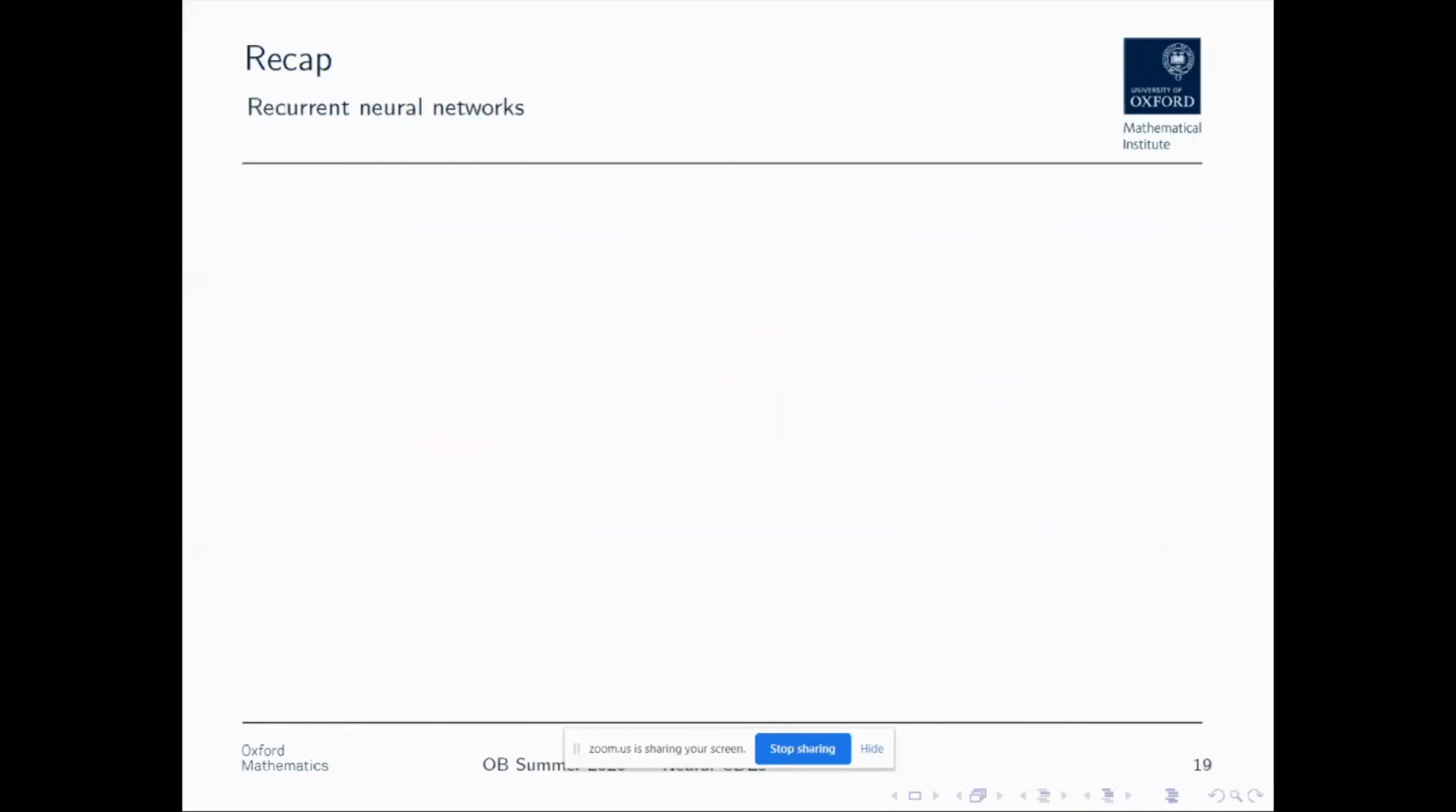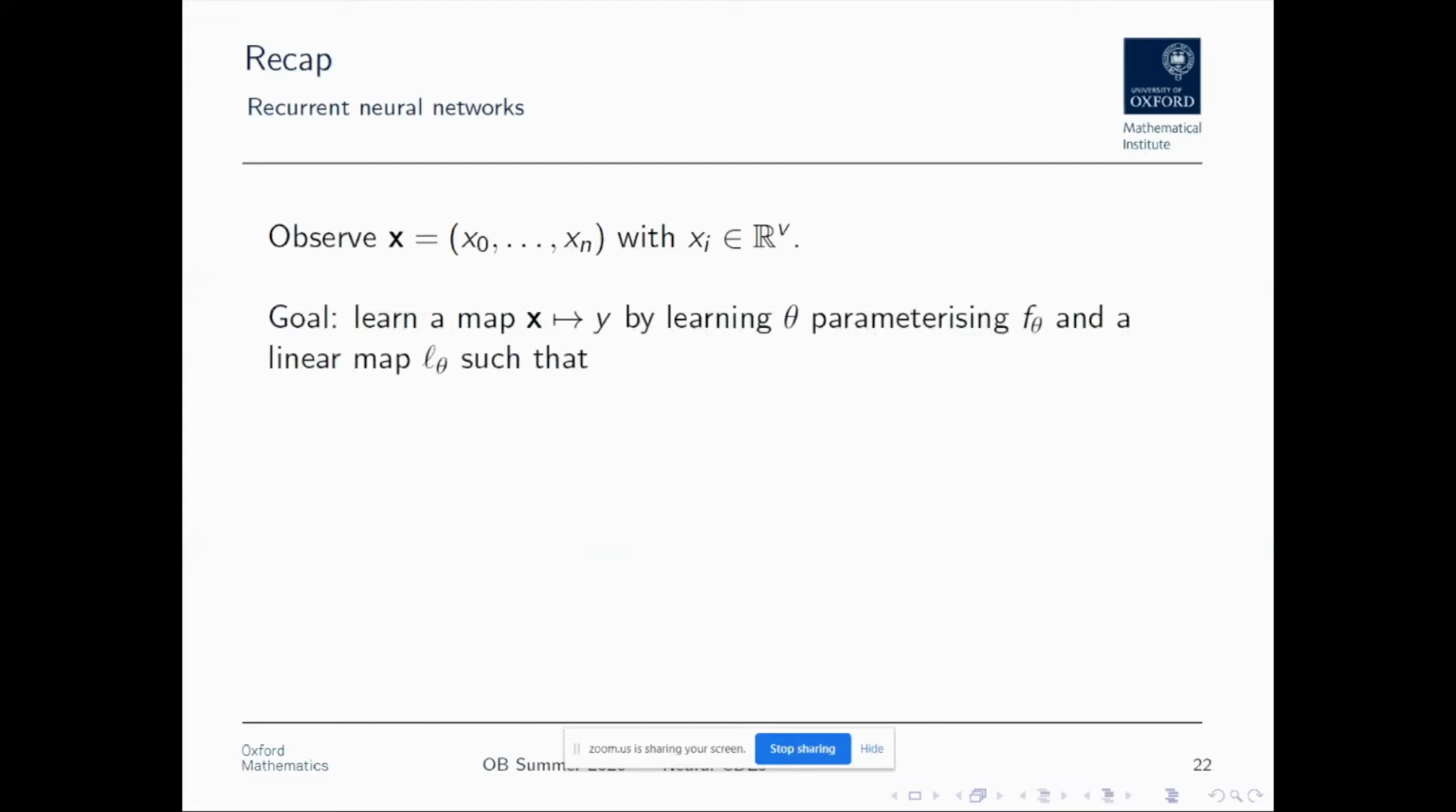Okay, so none of this has so far mentioned time series. I've just had some general objects, X and Y. And so very commonly, if you have a time series, you've probably seen recurrent neural networks pop up. You have some sequence x_i, and then we're going to try and learn some map from the sequence by learning some f and some l, such that typically the first z naught is 0, although there are other options.